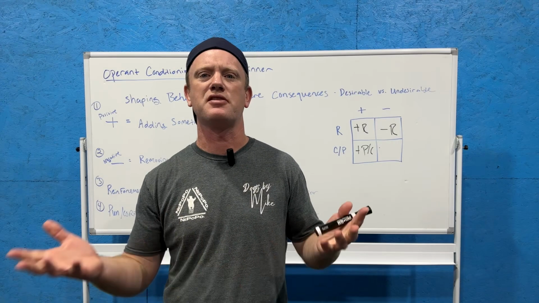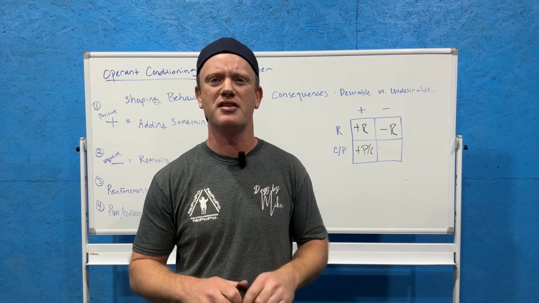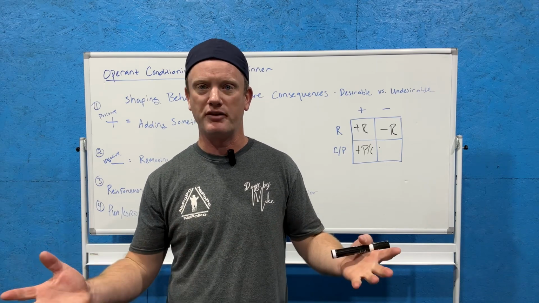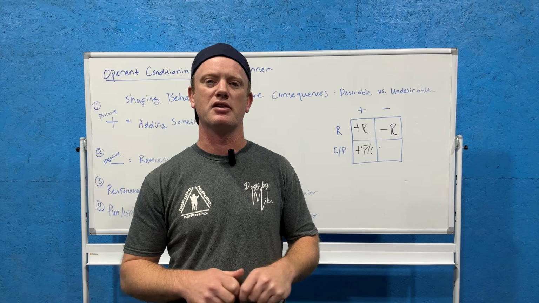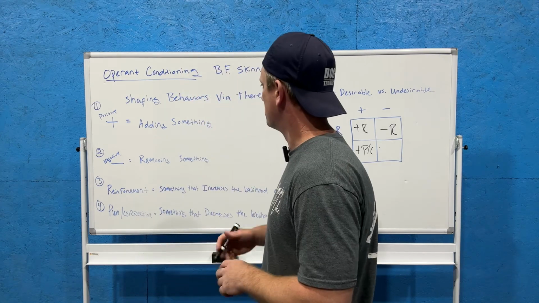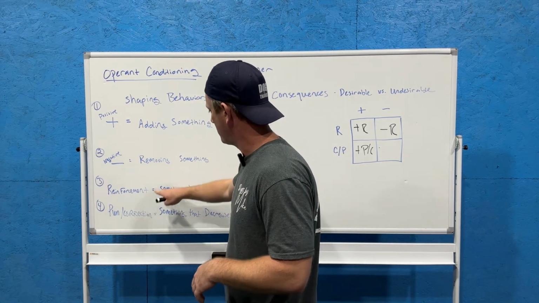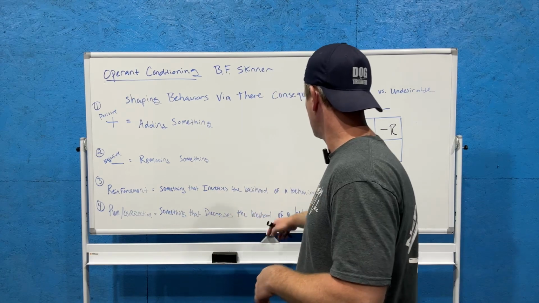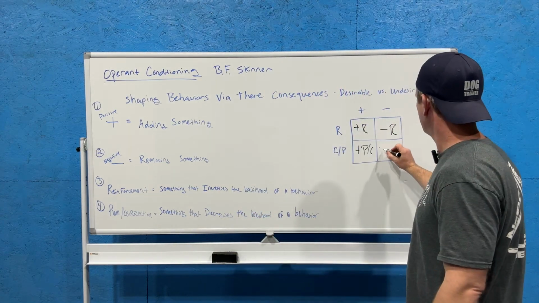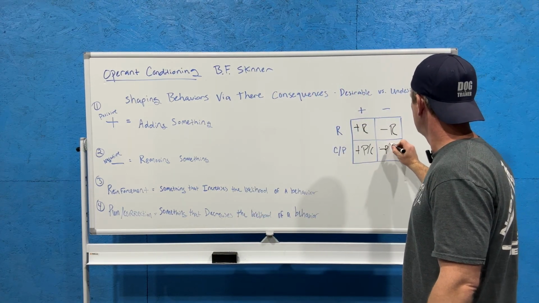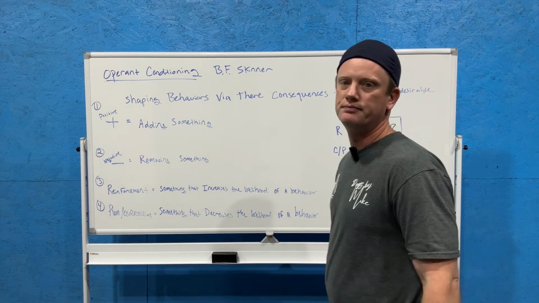And so then there's the last of the 4 quadrants, the negative punishment. And this simply means removing something from the scenario that makes the behavior less likely to repeat itself. So we're removing something from the scenario that makes the behavior less likely to happen again. So finally over here to negative punishment or correction, if you would.